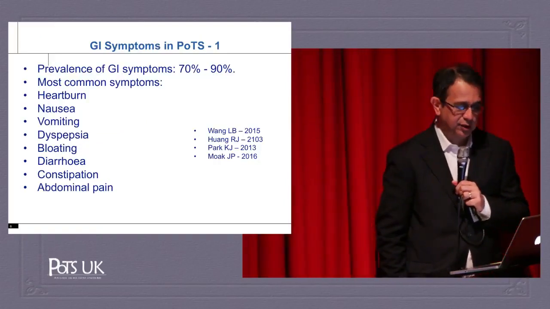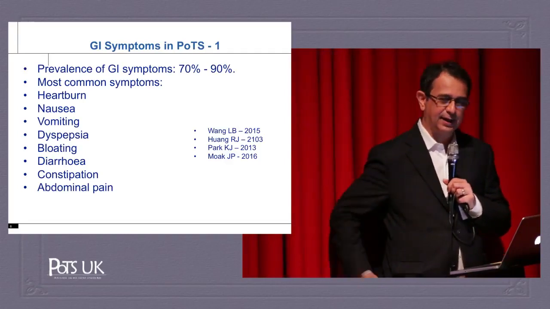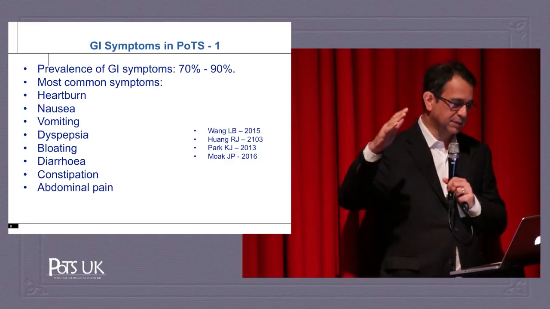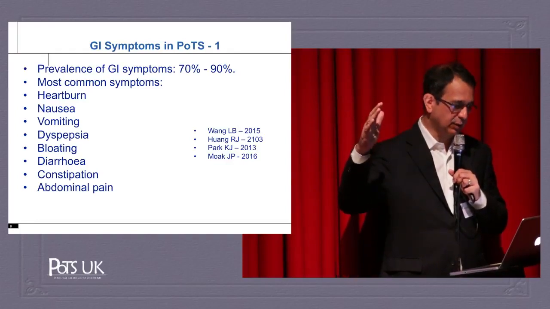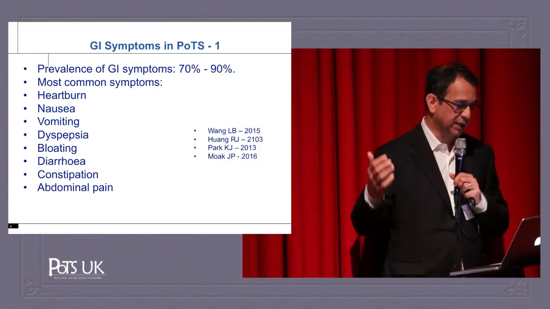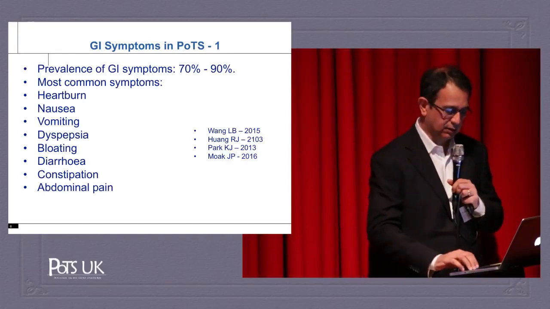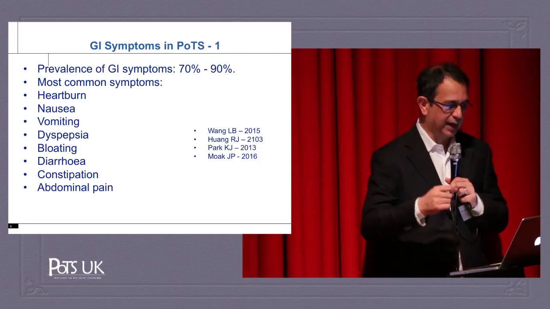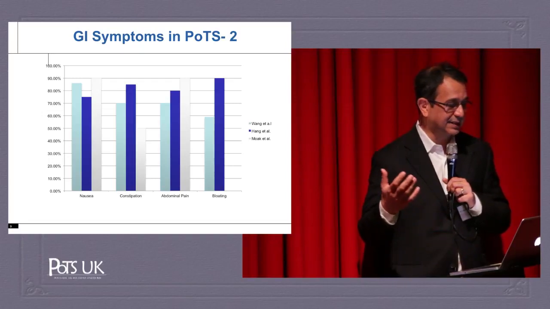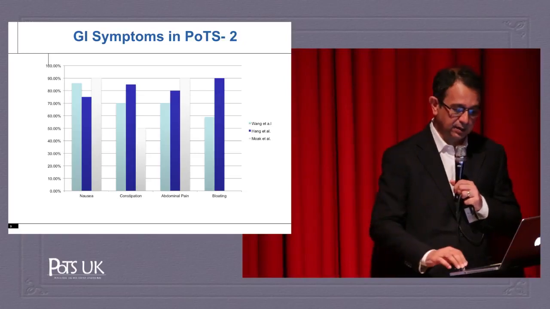But let's talk about the entire range of prevalence of gastrointestinal symptoms in patients with POTS. As I said in the slide about autonomic dysfunction, these patients often present with a whole range of upper and lower GI symptoms: heartburn, nausea, dyspepsia, bloating, diarrhea, constipation, abdominal pain. But are these really specific to POTS? Just to look at how prevalent these symptoms are, you can see all these three studies demonstrate that almost 50, 60, 70% of the patients will complain of nausea, constipation, abdominal pain, and bloating.